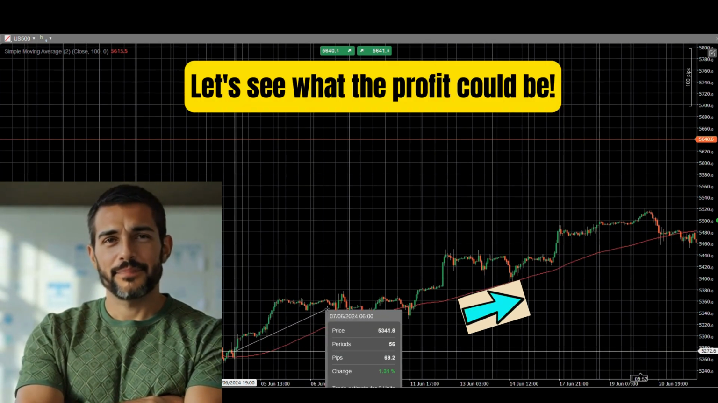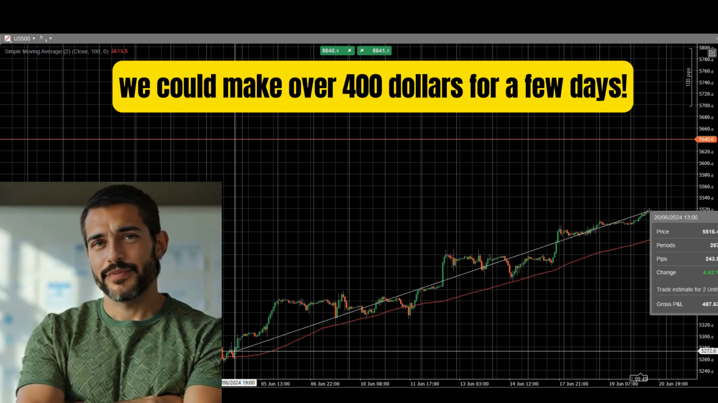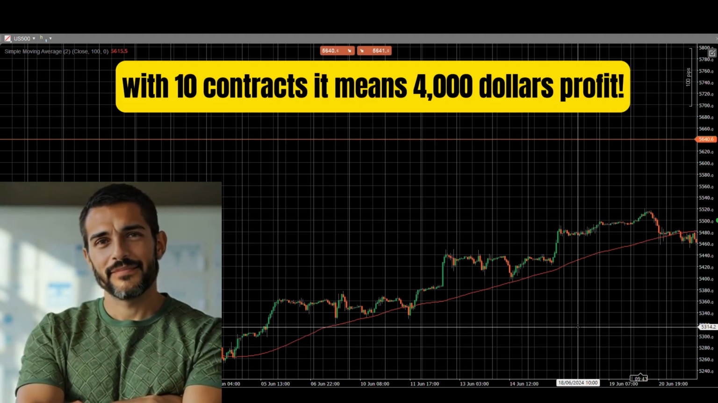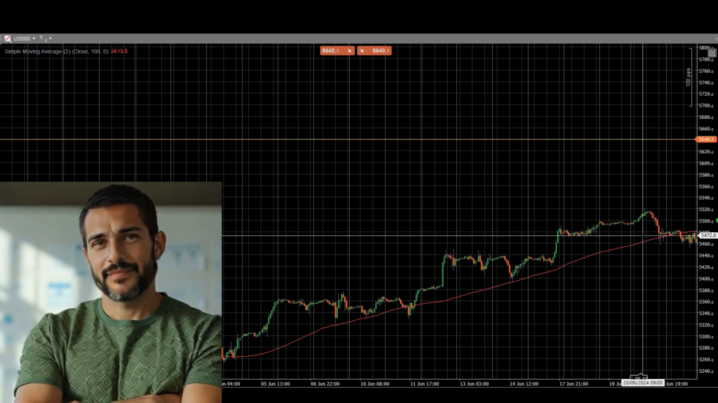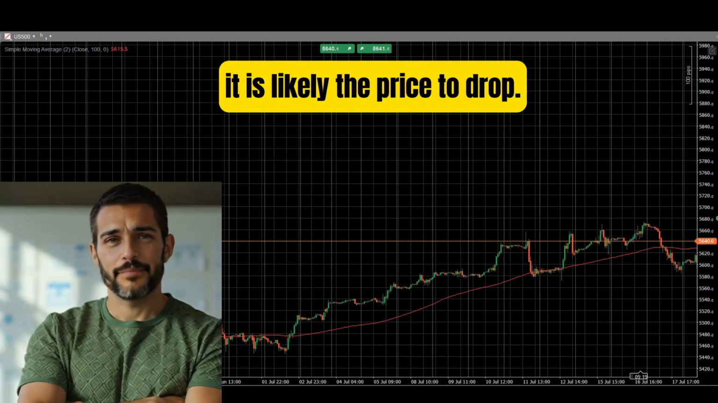Let's see what the profit could be. With one contract, we could make over $400 for a few days. With 10 contracts, it means $4,000 profit. Fantastic, isn't it? When the price crossed the moving average from above, it is likely the price to drop.